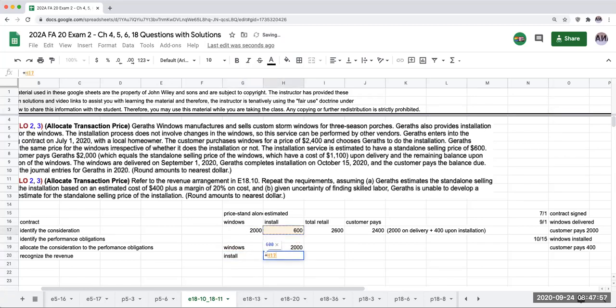It's exciting. So my total is going to be $2,600. What I now need to do is figure out what my percentage of the total is. So I'm going to take right over here, $2,000 divided by $2,600. And this is going to be $600 divided by $2,600.